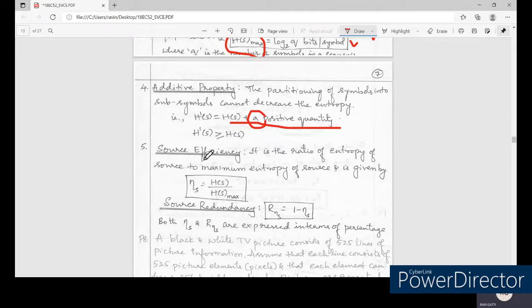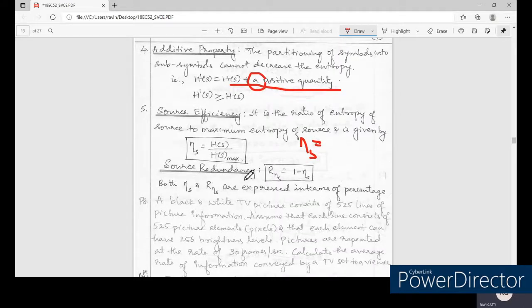The next one is to calculate the efficiency and redundancy of the source. The efficiency is the ratio of the entropy of the source to the maximum entropy of the source, represented as eta S, which is calculated as H of S divided by the maximum entropy of the source. Similarly, the source redundancy is nothing but 1 minus efficiency, represented as R of S. Generally, we represent the source efficiency and source redundancy in terms of percentage.